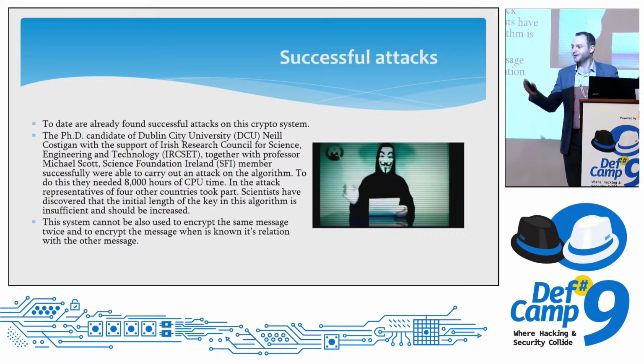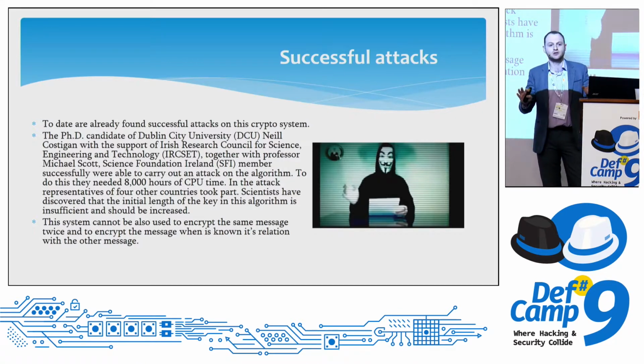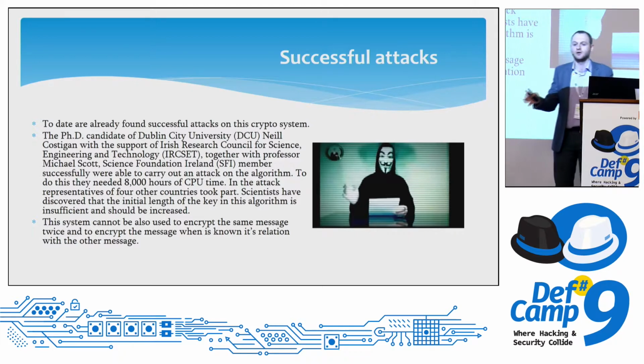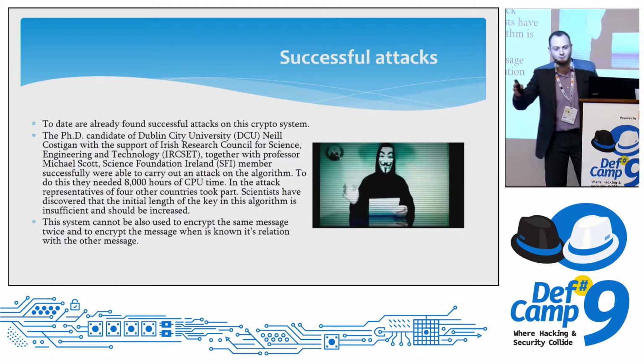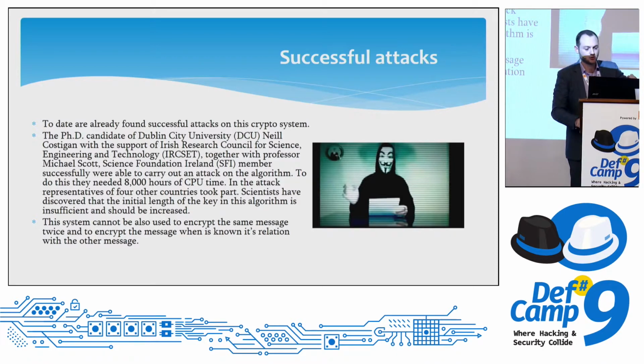Okay. So we have 4 alternatives. Everything is okay. What to do? No, the problem we do have is that there are successful attacks on these alternatives. They have efficiency problems. For example, I told you one of the main examples of code-based crypto systems is McEliece's crypto system. There was published an attack on it. It was performed by Neil Costigan together with Michael Scott. Also, 4 countries were involved in this process, and they needed 8,000 CPU hours for it.